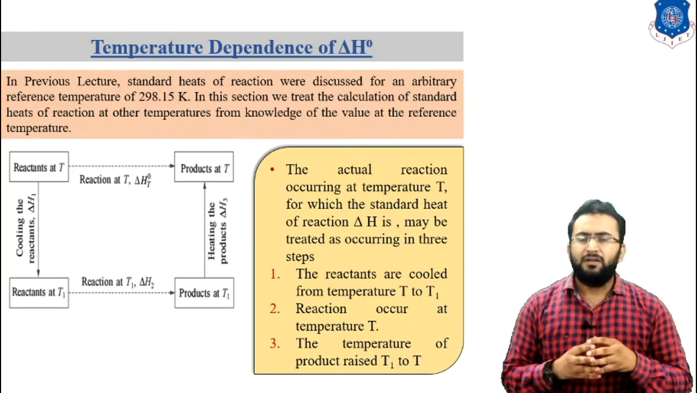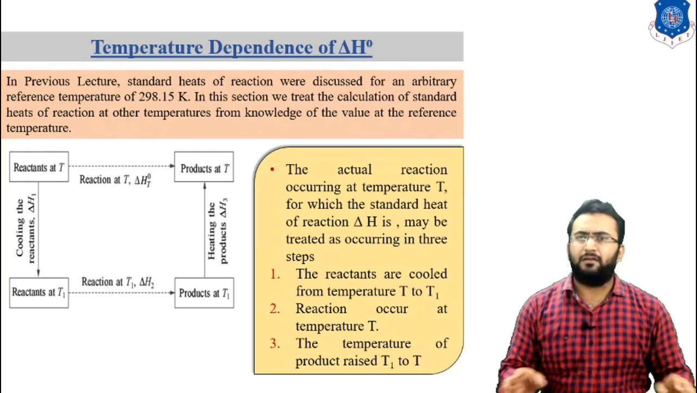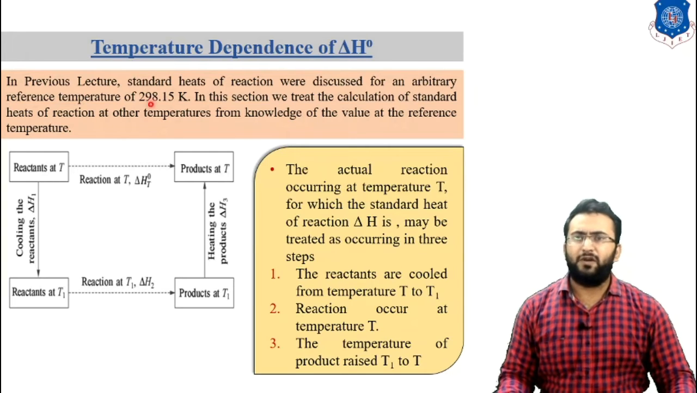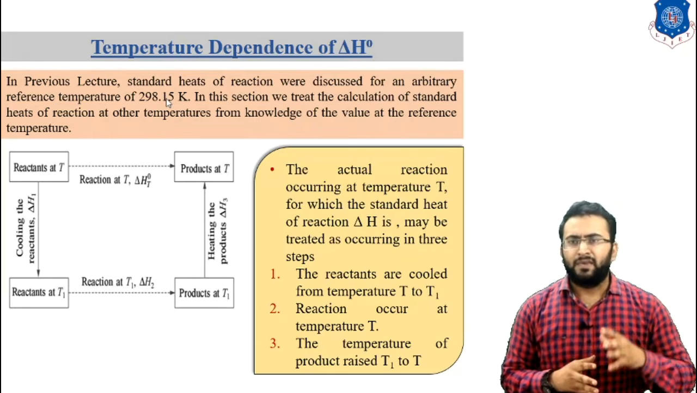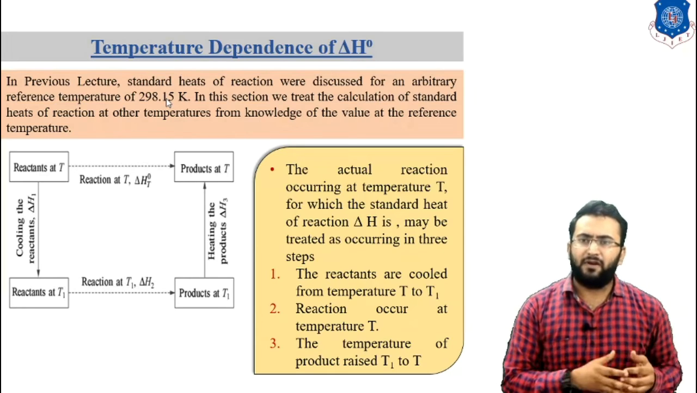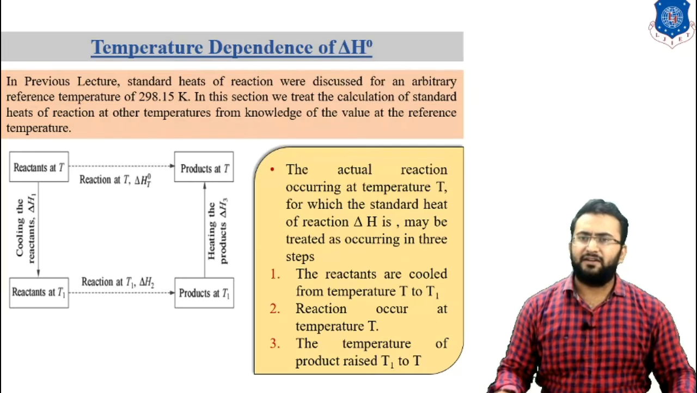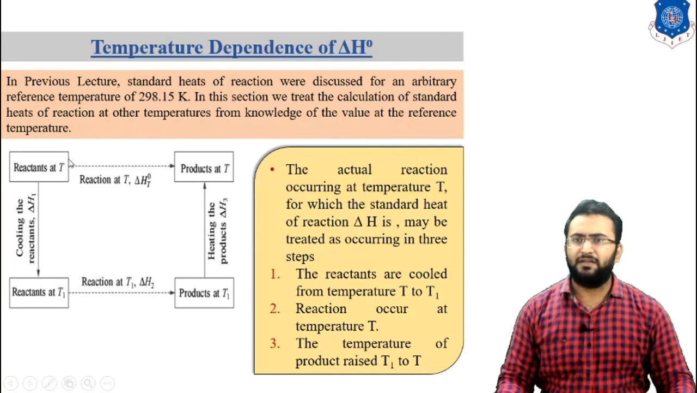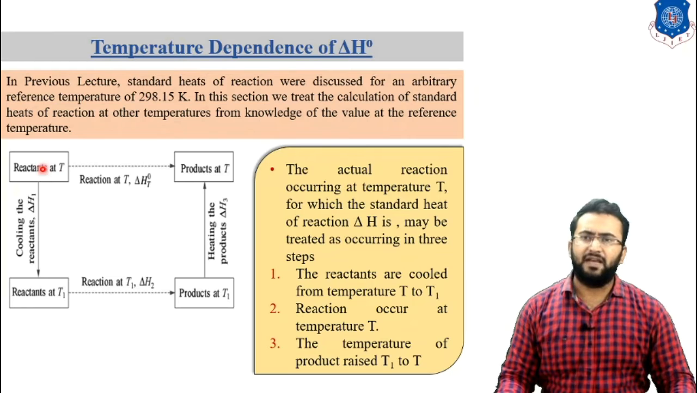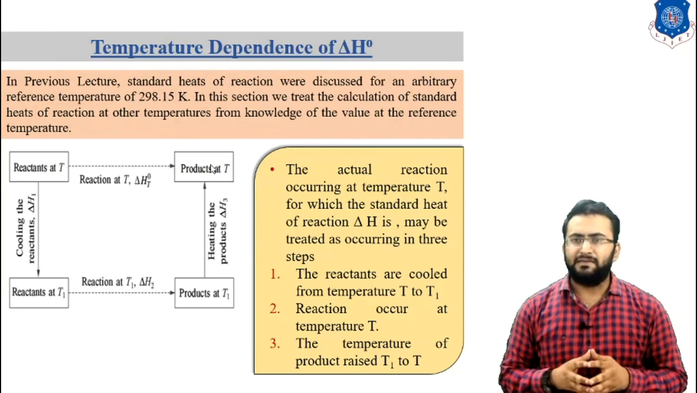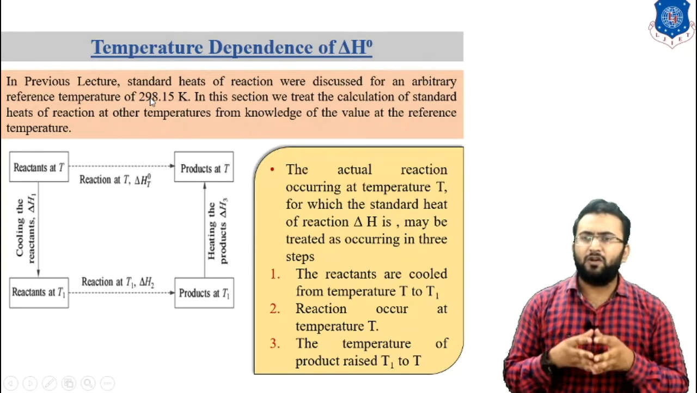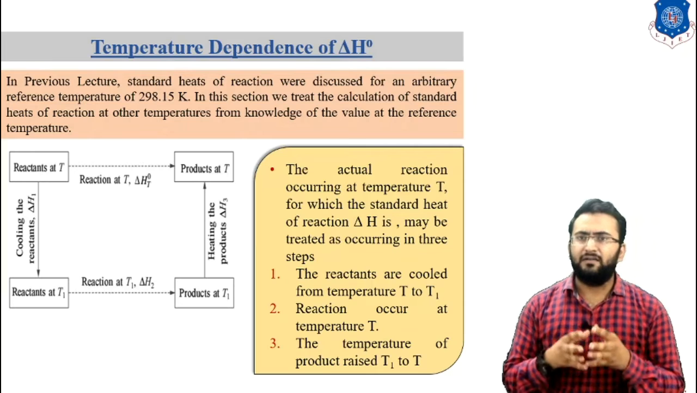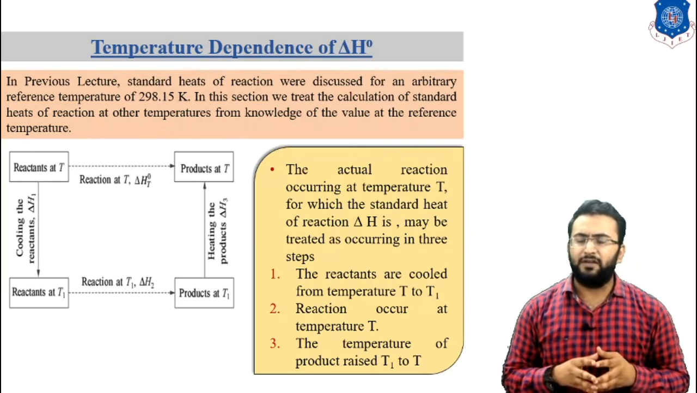In actual practice, it is not possible that all reactions occur at 298.15 Kelvin. So it is necessary to find out the heat of reaction at different temperatures. To understand this, let's consider this figure. Given that the reactant at temperature T reacts and produces the product at temperature T. But the reference temperature is 298.15 Kelvin. As said previously, it is not possible for all reactions to occur at 298.15 Kelvin.